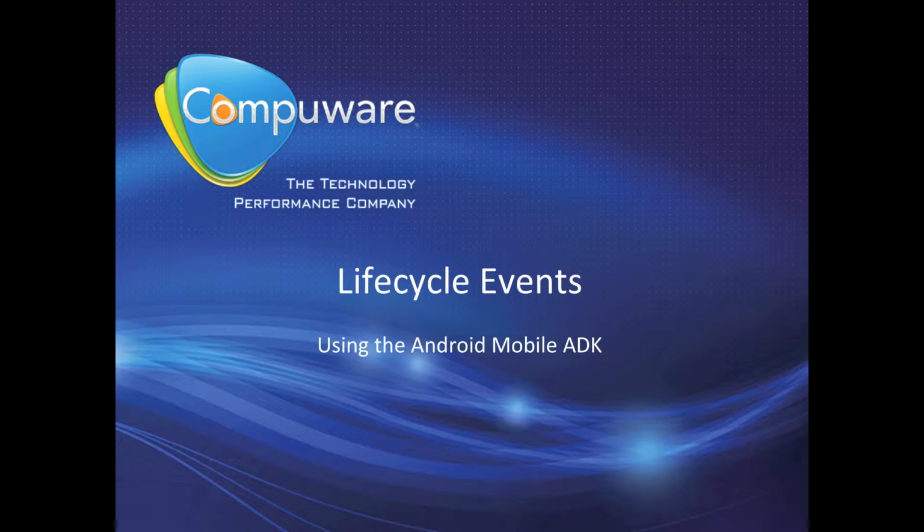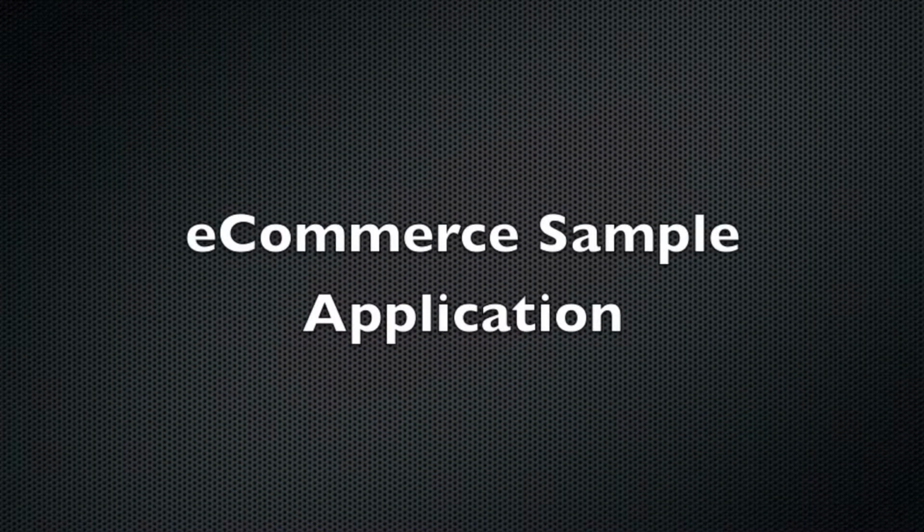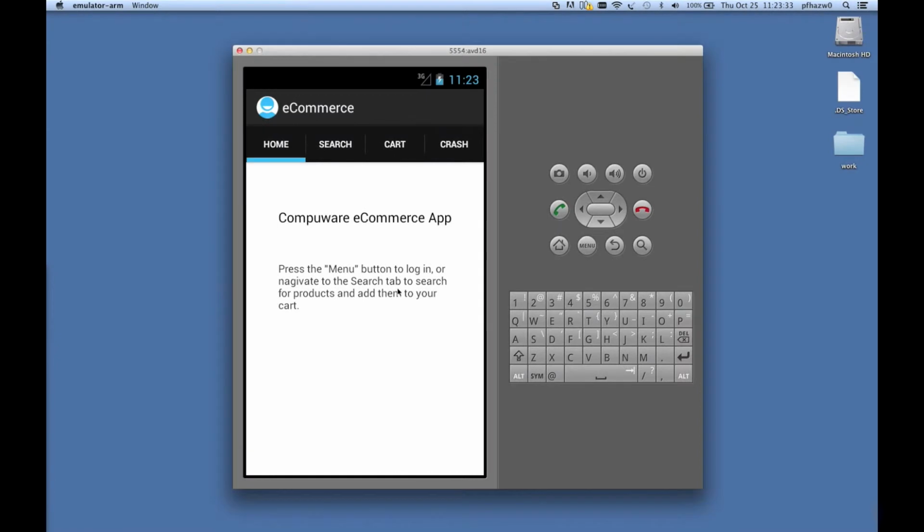So let's define what a lifecycle event is in an Android application. To do this, we'll take a look at the e-commerce sample application and show you what type of events it has and how they can be monitored. The sample application included in the mobile ADK is a typical e-commerce type application. It consists of multiple activities, each one providing a specific function in the application.